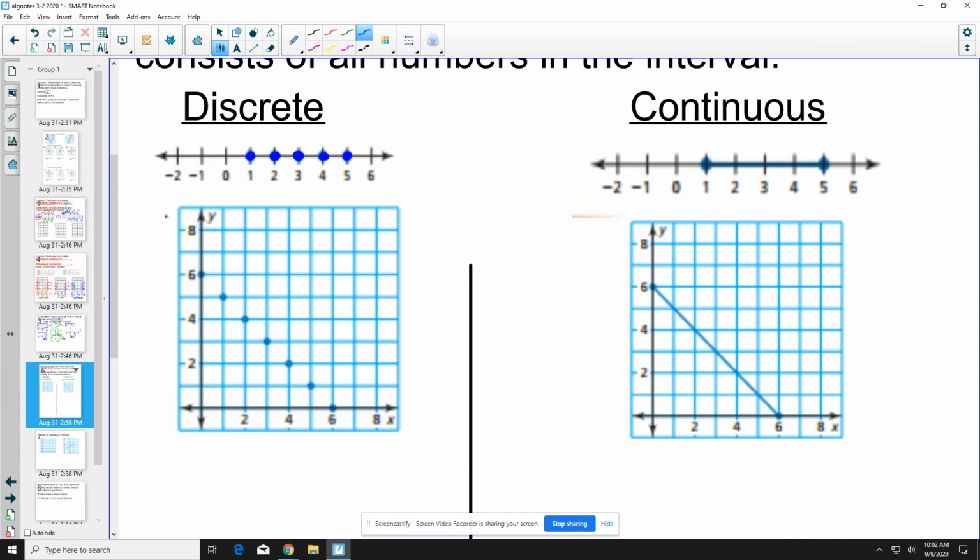An example of continuous would be if x could be 1 all the way to 5. So it includes all the numbers between 1 and 5, so it's continuous. So if you look at this graph, x is all the way from 1 to 5, including decimals and fractions like 1.4, 2.6. So that's why it's continuous.